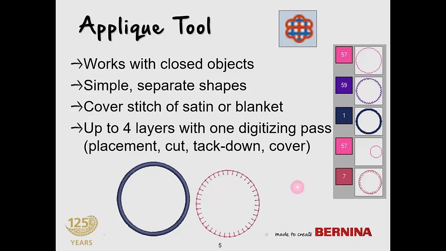You can have a placement line, a cut line, a tack down line, and a cover. The placement line shows you where to place the appliques. The cut line is optional, and you can use it if you place the fabric down and then cut it with a pair of scissors. The tack down secures the edges, and the cover stitch covers up the edges.